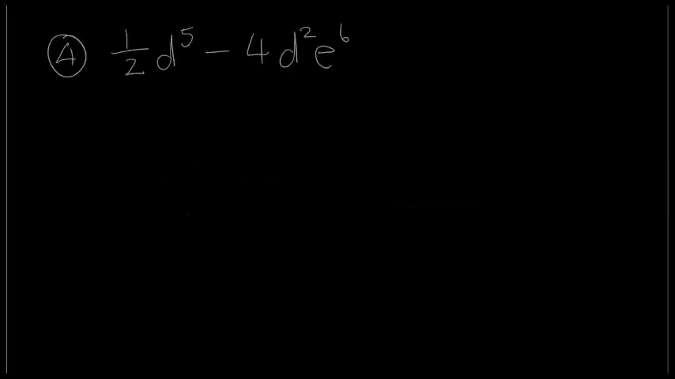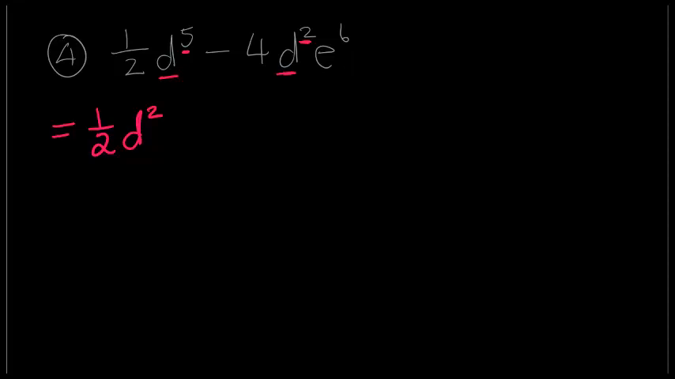Question 4. A half d to the power of 5 minus 4 d squared e to the power of 6. A half is not a perfect cube. 4 is not a perfect cube. So I need to do something there. I think I'm going to take out the half. I've got d to the power of 5. I want d cubed. So can I take out two d's here? Yes, so I'm going to take out a half d to the power of 2.